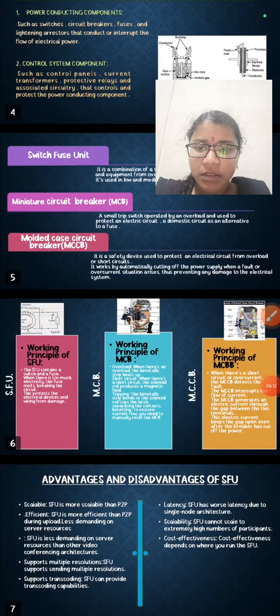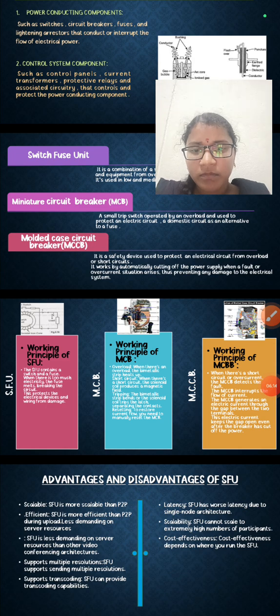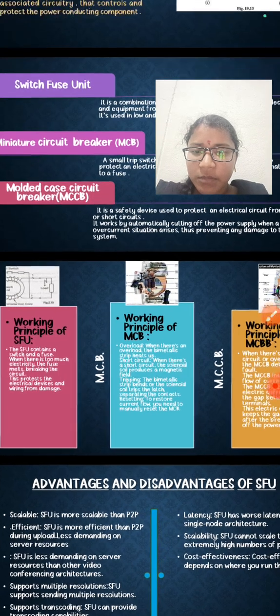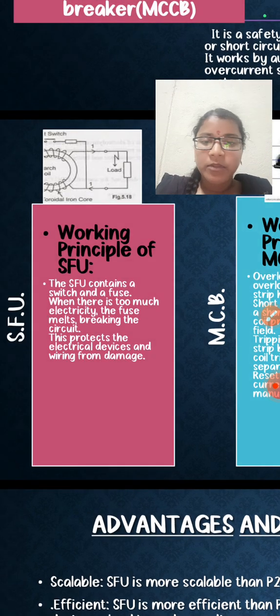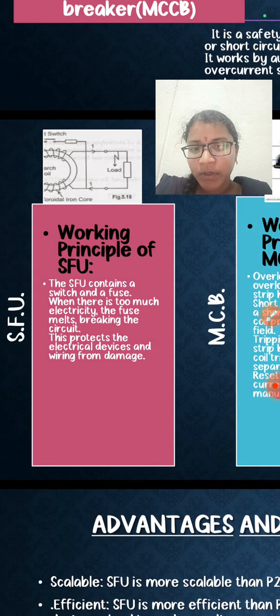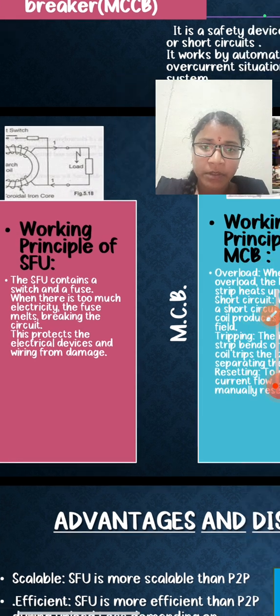Now let's see the working principles of these three, that is SFU, MCB and MCCB. The working principle of SFU: the SFU contains a switch and a fuse, as we saw in the earlier slide. When there is too much electricity, the fuse melts, obviously breaking the circuit. This protects the electrical devices and wiring from damage.